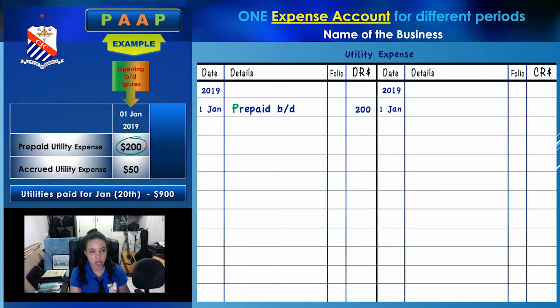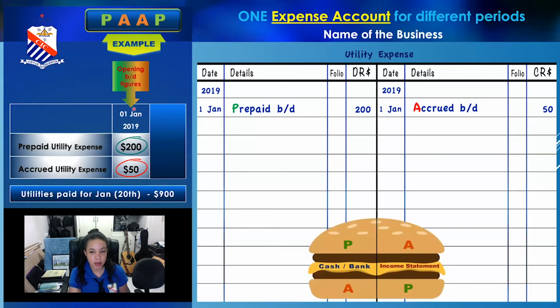So the second one, the PA, accrued, brought down. Check your question. Do you have an accrued at the opening date? Yes, you do, $50. Put it in. That's it. Easy. Really, really nice and easy.